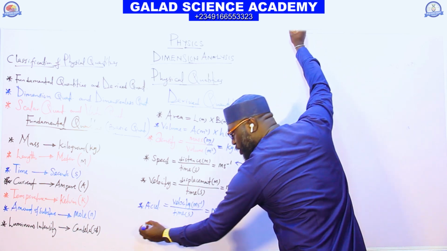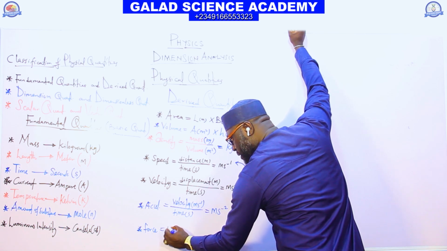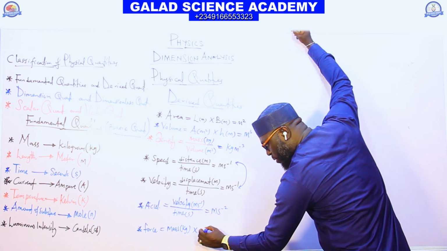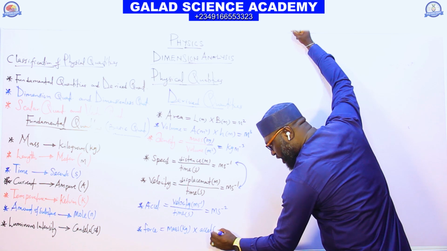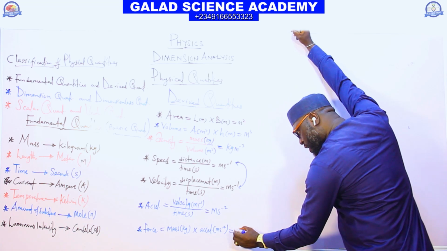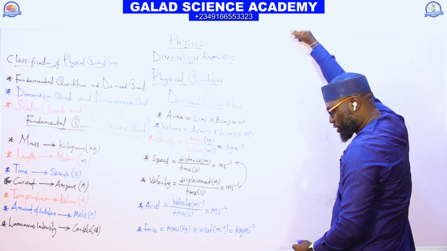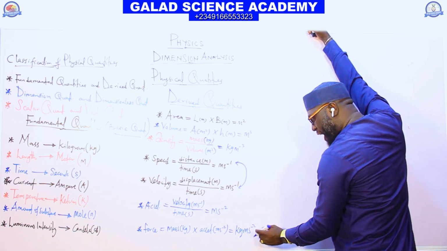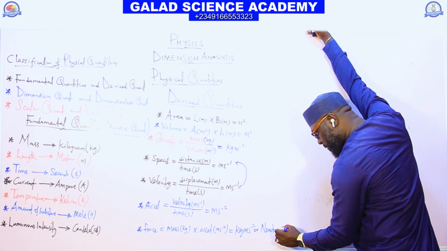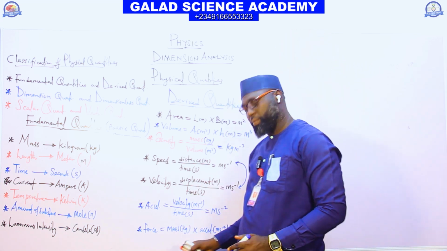The next thing, let us look at force. Force is mass measured in kg multiplied by acceleration measured in meter per second square. If you combine the two together, you have kg meter per second square. That is force. This is a derived unit. And you can also call force newton, which is N, because it was discovered by Isaac Newton.